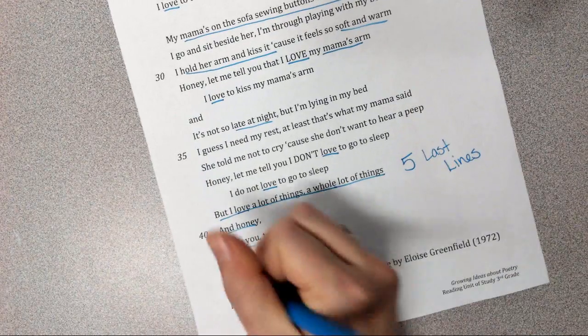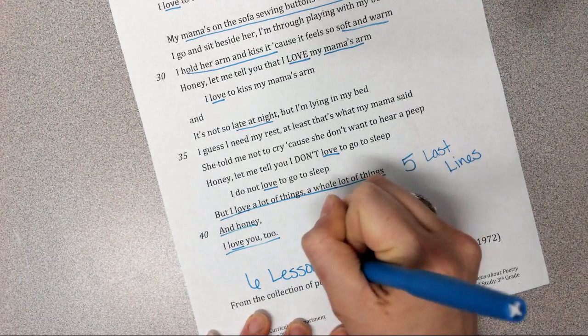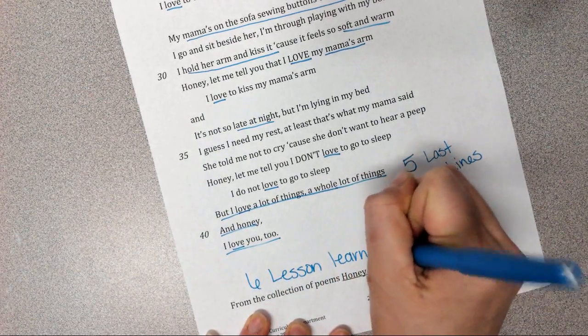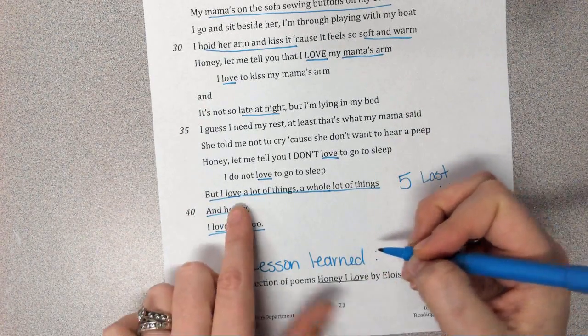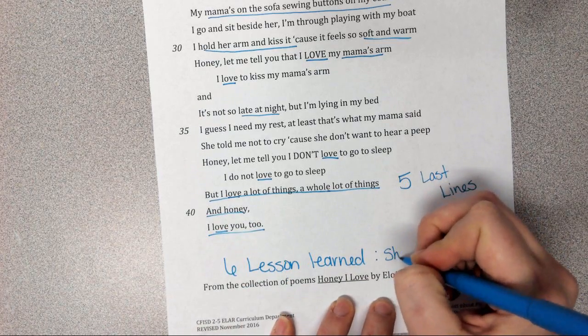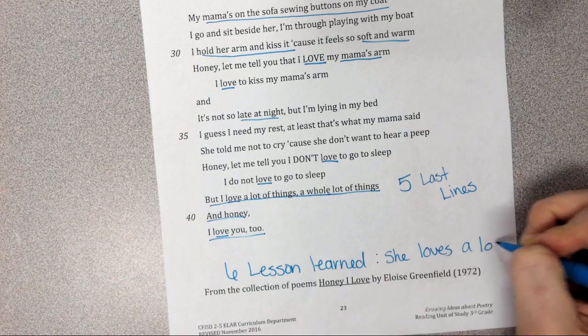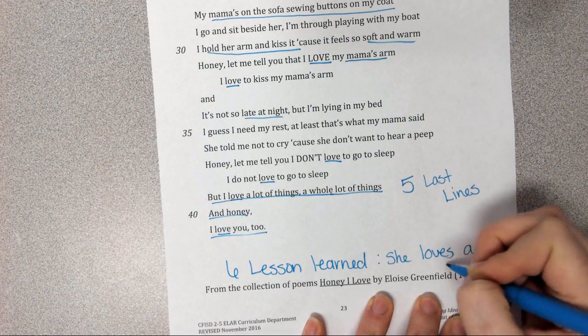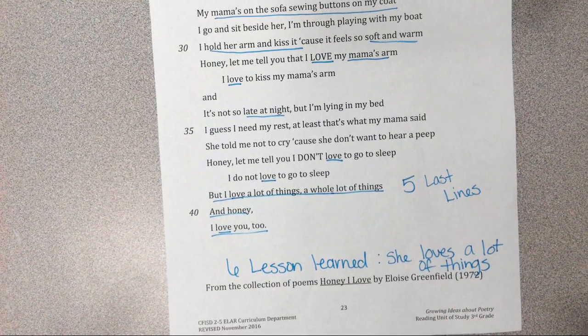So, you have to ask yourself, number 6, what is the lesson learned? Well, if none of those steps helps you, usually step 5 helps you to understand what is the main message or the theme of the story. And she says it right here, that she loves a lot of things. This is one way, boys and girls, that you can use to help yourself find the lesson or the theme of a poem.